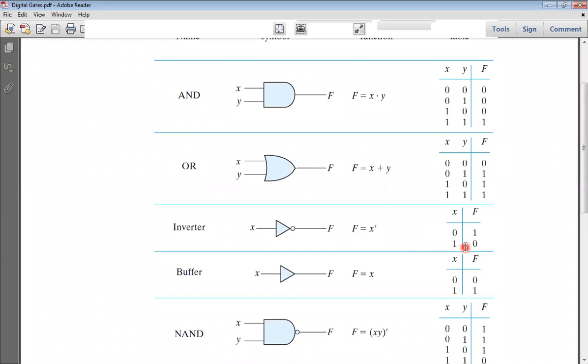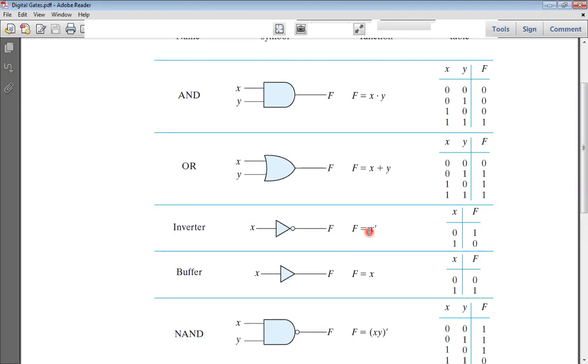So here is the truth table. For X equal to 0, what is the output? If you apply 0, it inverts. Inverts means if you apply 0, what you get is 1. Or if you apply 1, what you get is 0. It inverts the input and produces the output. So for 1, you will get 0. For 0 here, you will get 1 here. So that is the functionality of the inverter.